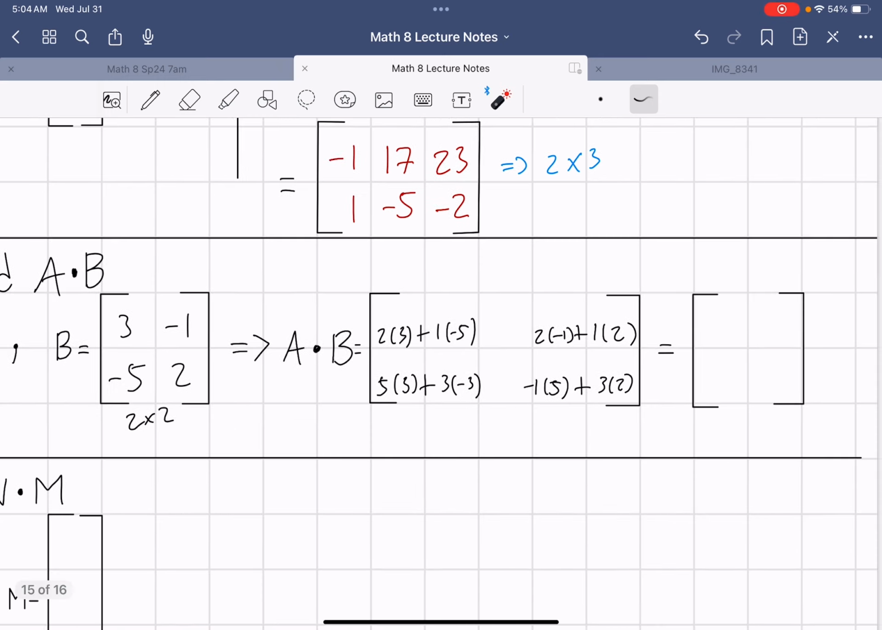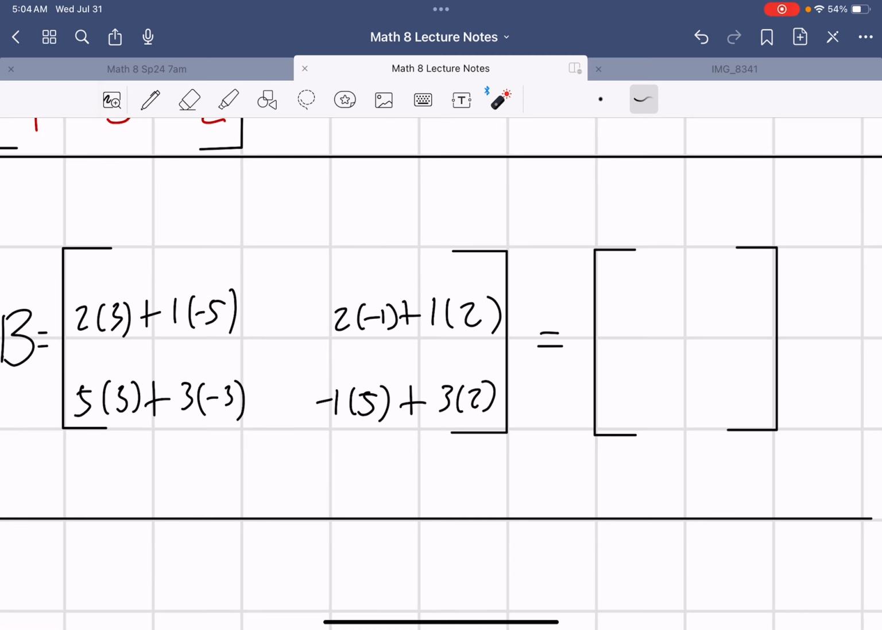Now, we have everything multiplied. Now we just need to input it. So 2 times 3 is 6 plus negative 5 is 1. 2 times negative 1 is negative 2 plus 2 is 0. 5 times 3 is 15 plus, or sorry, yeah.